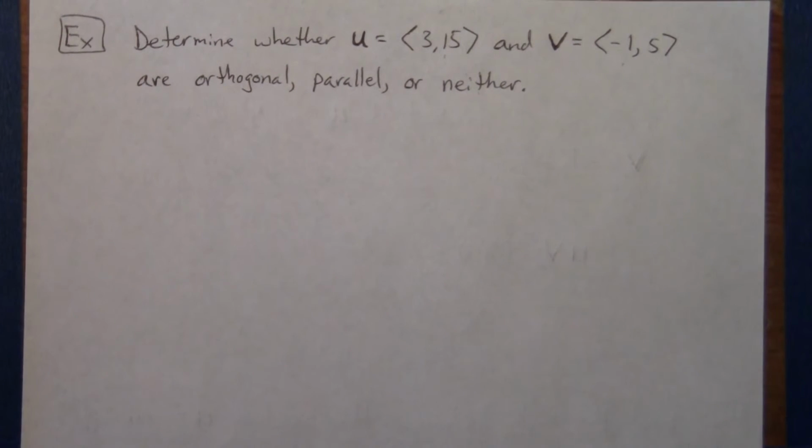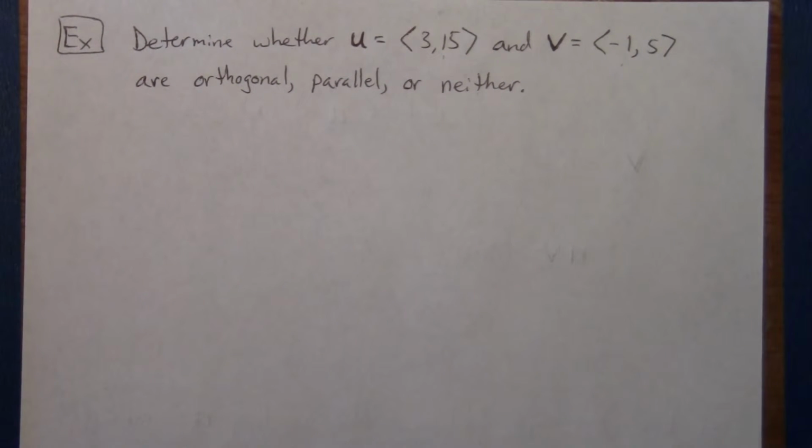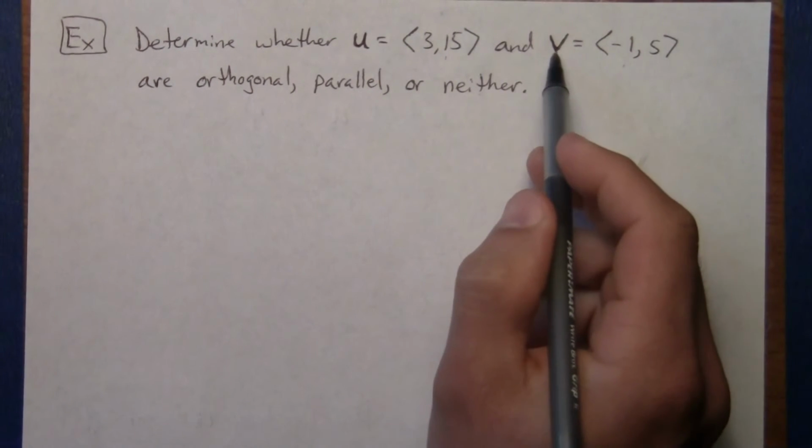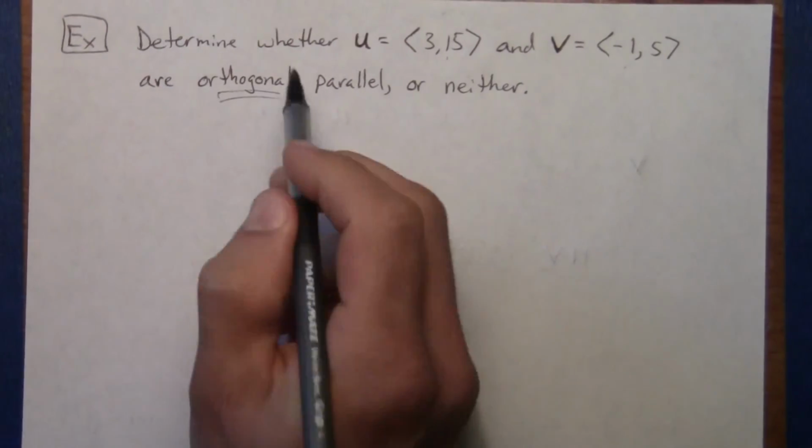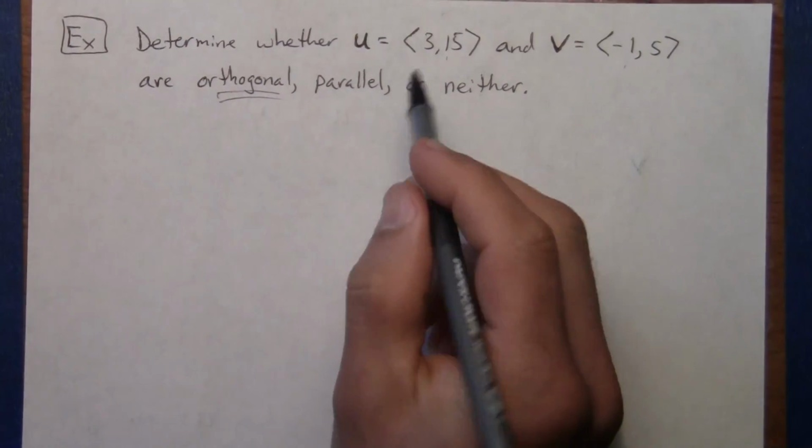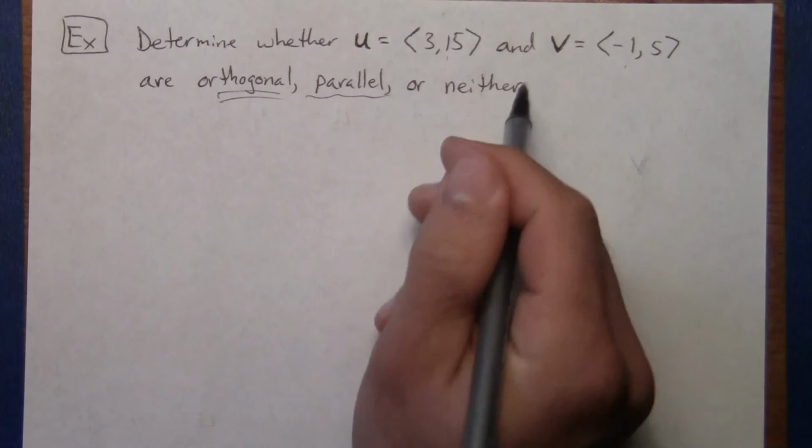All right, the last one, determine whether the two vectors are orthogonal, which again, remember that's a fancy way of saying perpendicular, parallel, or neither. Well, we know that if you find the dot product and it's 0, that means that it would be orthogonal. There is no rule for the dot product for parallel or neither.